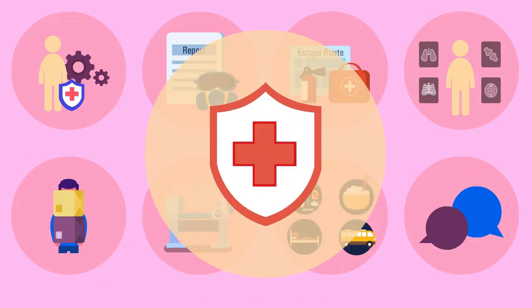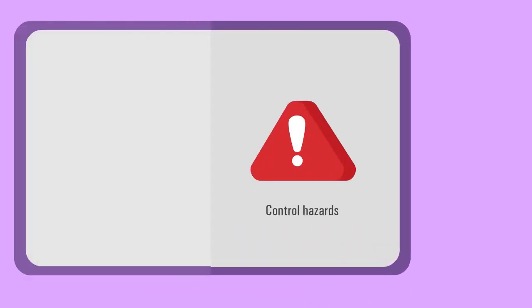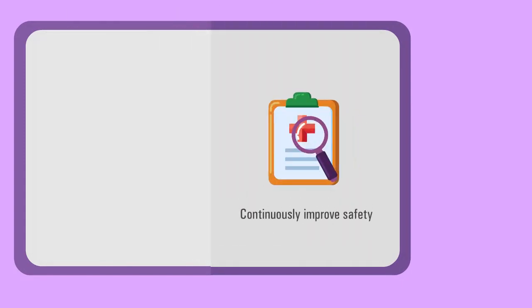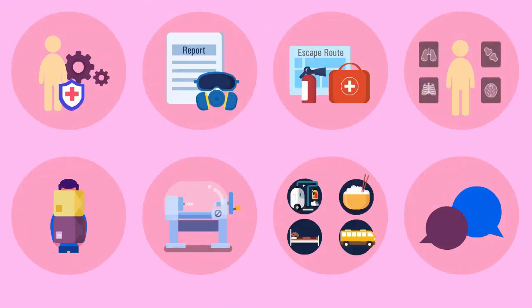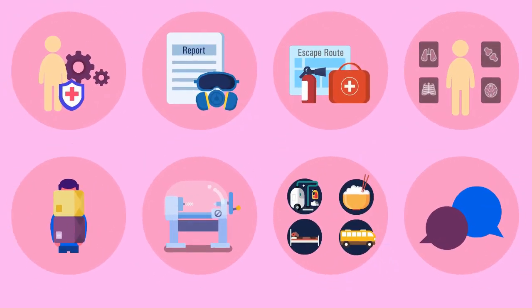To meet them and maintain a safe workplace, you'll need a health and safety management system. It helps you identify and control hazards, maintain compliance, prepare for emergencies, and continuously improve safety in your facility. There are 8 main aspects of health and safety in a code of conduct. Let's go through each one.